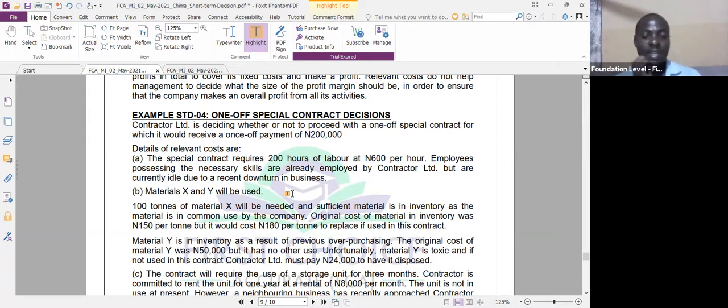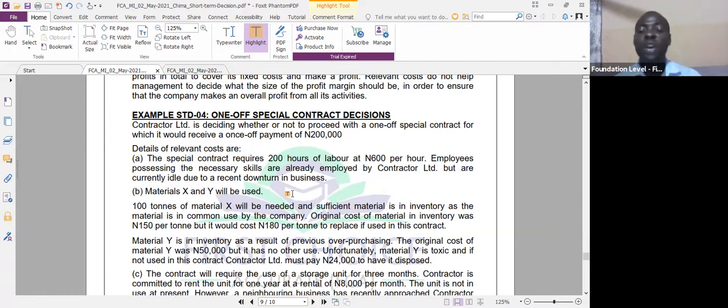Material Y, look at material Y. They said it's in inventory. That means it's already there. That means you don't need to go and buy extra one. As a result of previous over purchase, the original cost of material Y is 500,000. See, original cost is a past sunk cost. We don't use it in making decisions. We rather need a future cost to make a decision and not a past cost.